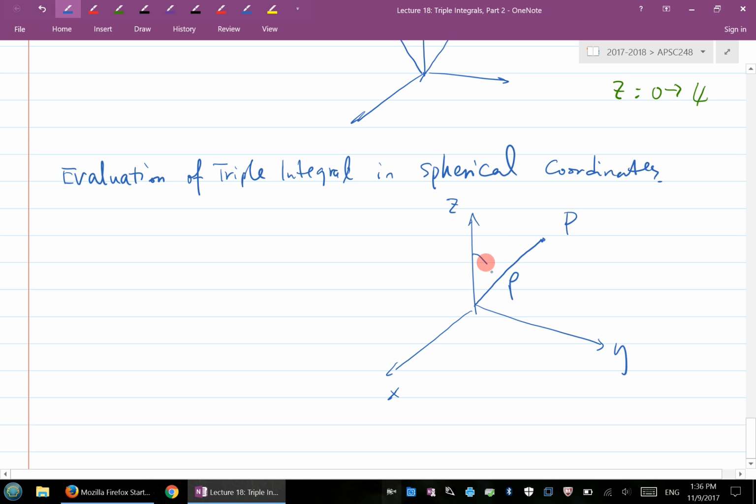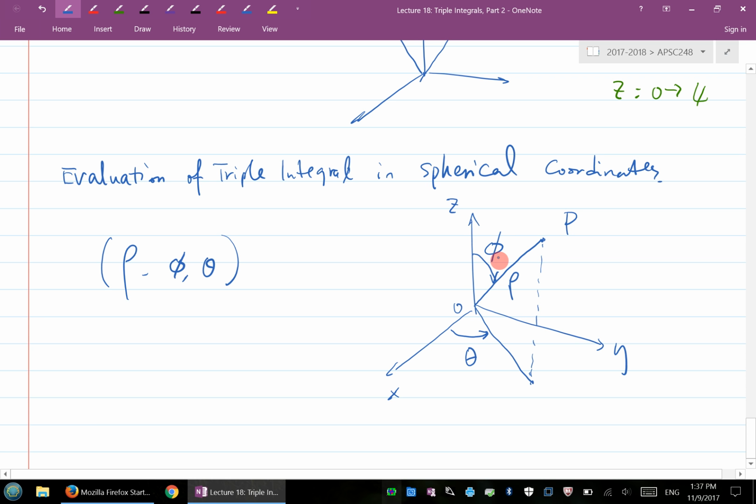And the angle from the z-axis to this OP line vector right here is defined as the phi angle. So this is the second spherical coordinate. And then you project this point P to the xy plane and connect this projection point to the origin. Then you draw the angle from the x-axis to the line here. That's your theta. So rho, phi, theta is the set of variables for spherical coordinates.